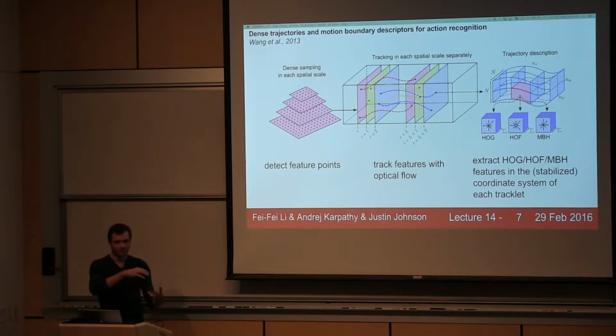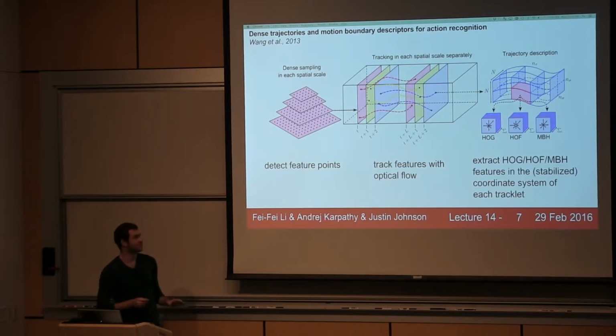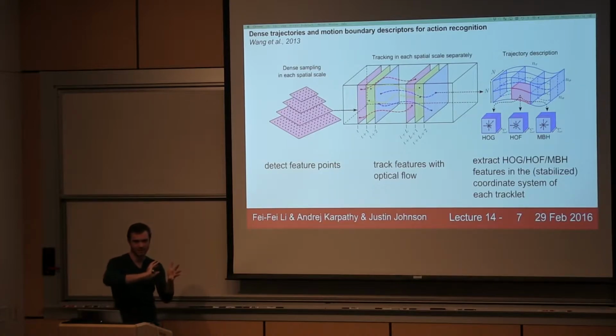We detect feature points at different scales in the image. I'll tell you briefly about how that's done in a bit. Then we're going to track those features over time using optical flow methods. Optical flow methods, I'll explain very briefly. They basically give you a motion field from one frame to another, and they tell you how the scene moved from one frame to the next frame.